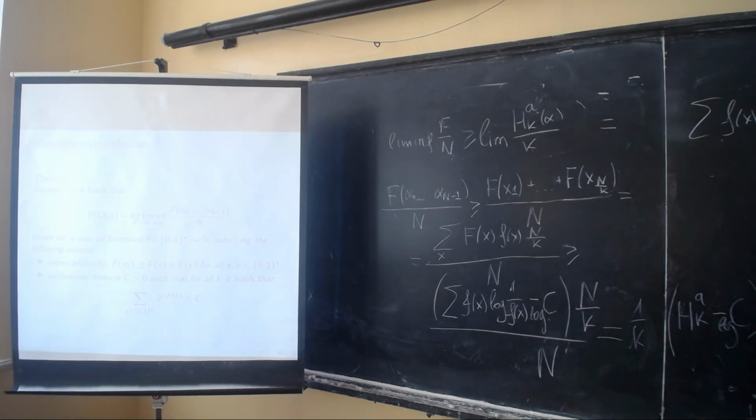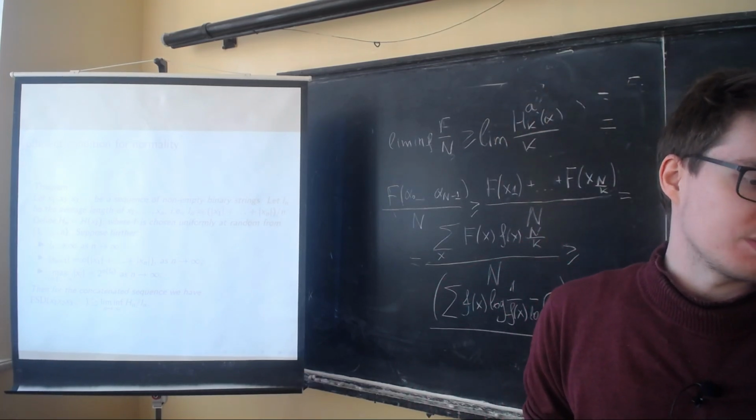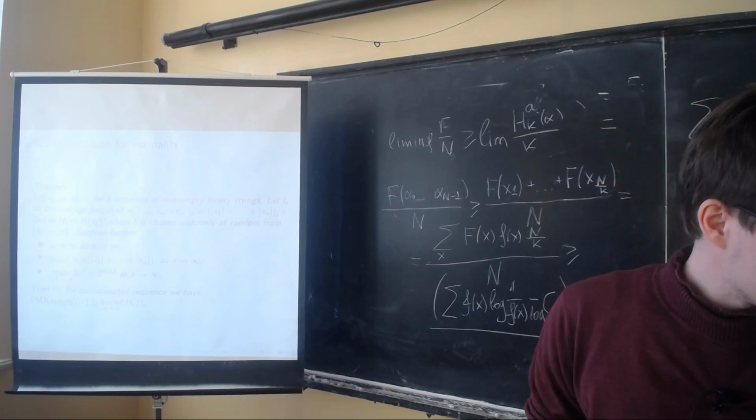So why is this convenient? Using this theorem, this characterization, I can give a convenient sufficient condition for normality and reprove some old results about examples of normal numbers. So let me do this.